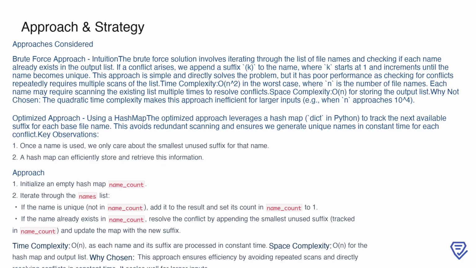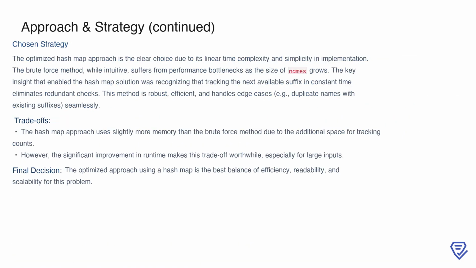This approach reduces the time complexity to O(n), as each name is processed once, and the space complexity remains O(n) for both the hash map and the output list. The hash map approach was chosen because it avoids the inefficiencies of the brute force method and performs well even for large inputs. The optimized hash map approach emerged as the clear choice for solving this problem.